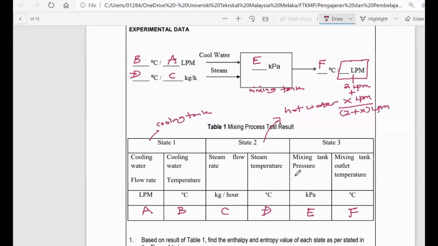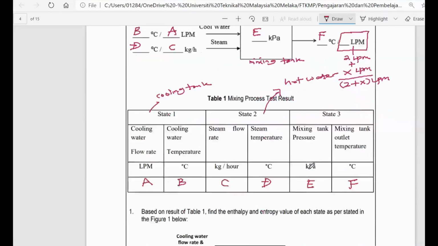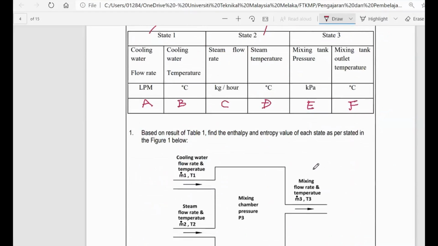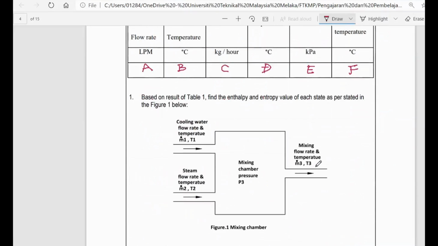So based on this raw data, you need to find the enthalpy and entropy value for each state: state 1, state 2, and state 3.